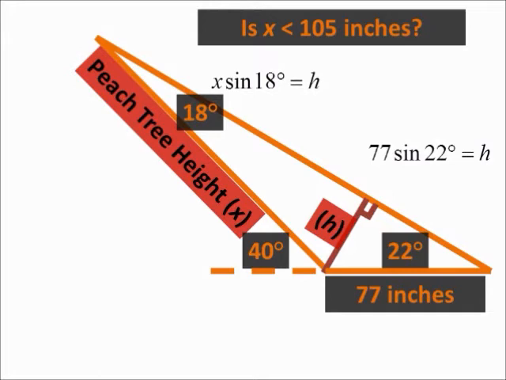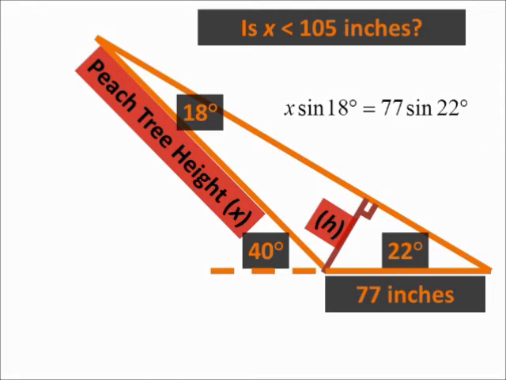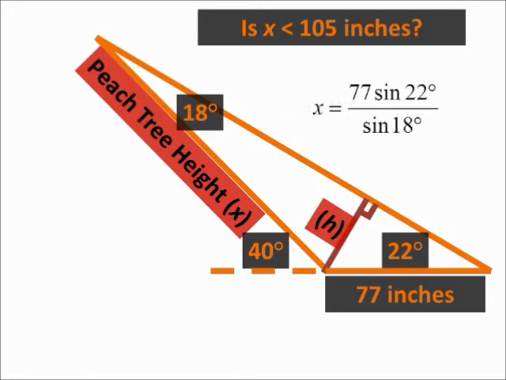Now that both equations are solved for h, we can set those two equal to each other. If x sine of 18 is equal to h, and 77 sine of 22 is equal to h, then that means that x sine of 18 degrees is equal to 77 sine of 22. Now all we have to do is get x by itself. So we're going to divide both sides by sine of 18, and we get x is equal to 77 sine of 22 divided by sine of 18.